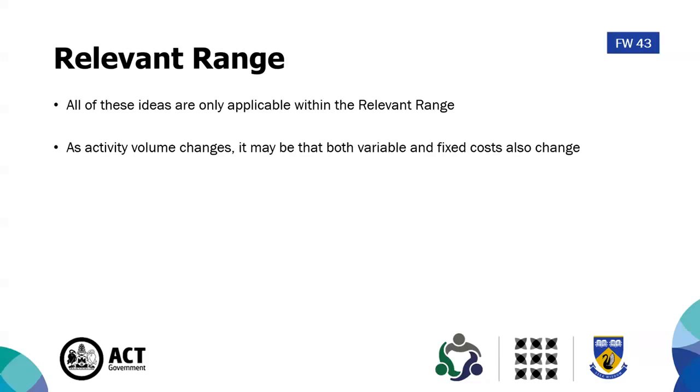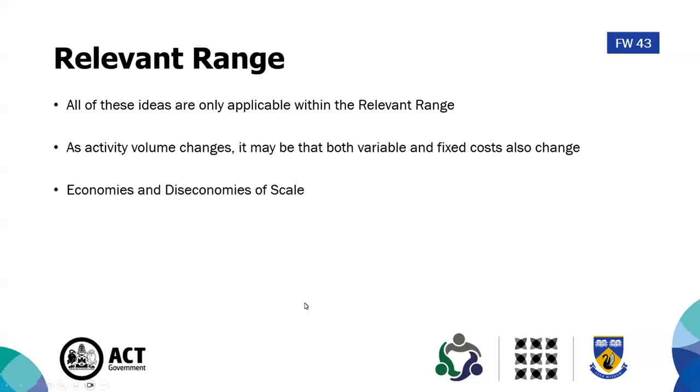So the relevant range actually consists of, or is defined as, that activity level within which your assumptions and your calculations relating to costing and pricing hold true. If you double your activity level, then probably your assumptions and your calculations aren't going to hold true. And so you have to re-evaluate your costing and pricing in that situation.